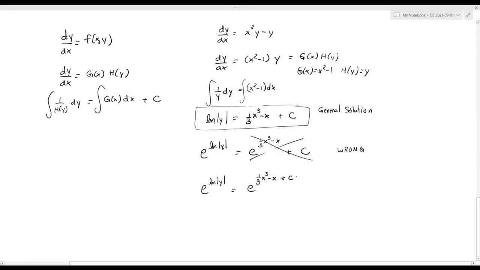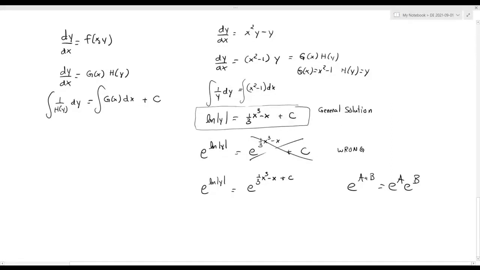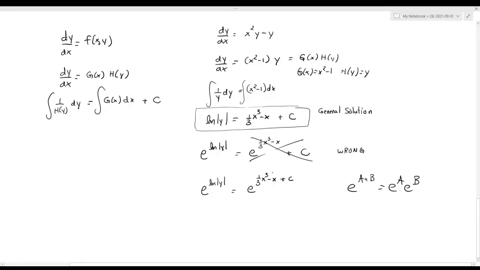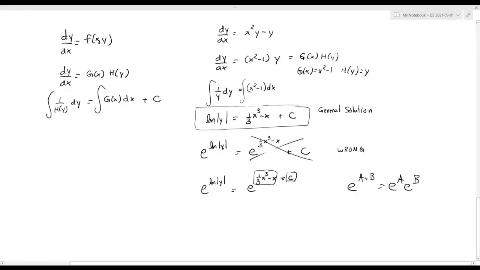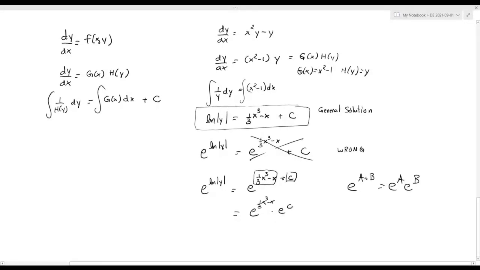So including that constant of integration. Right? What we can do is think of this using the property of exponents. We can lump this into this term plus another term in the exponent. So the correct thing to write is e to the first term times e to the next term. That's different because now this constant c is an arbitrary constant.